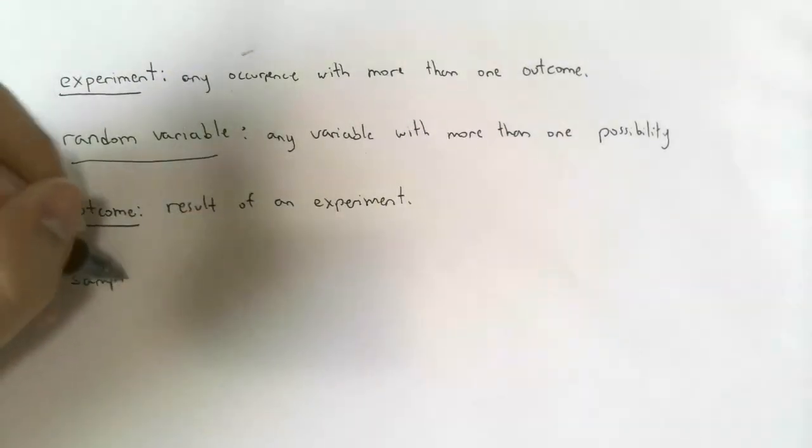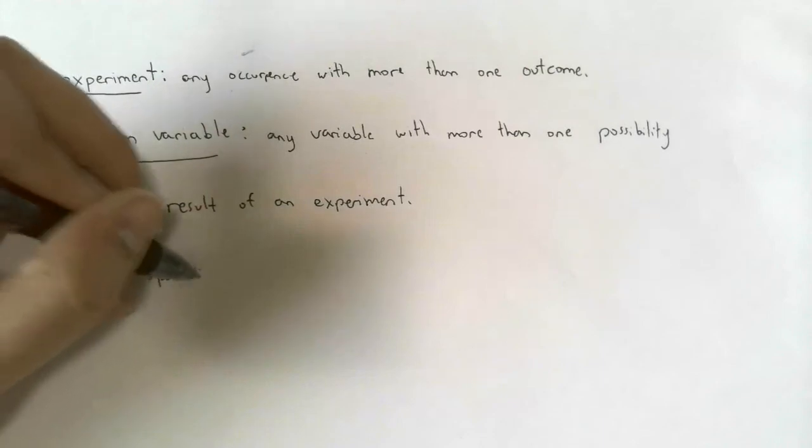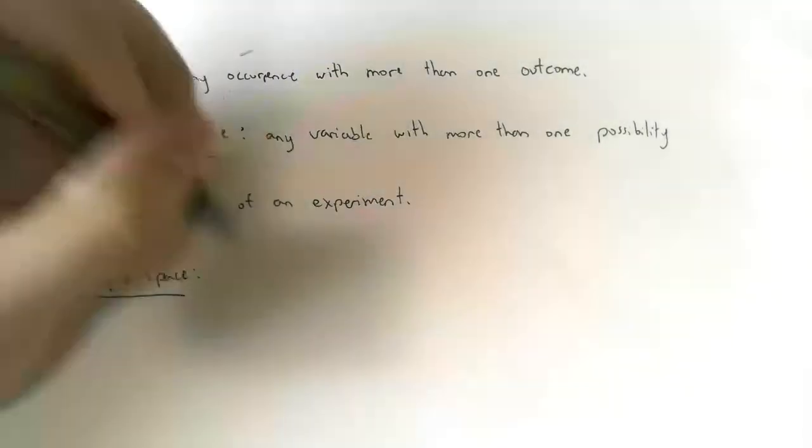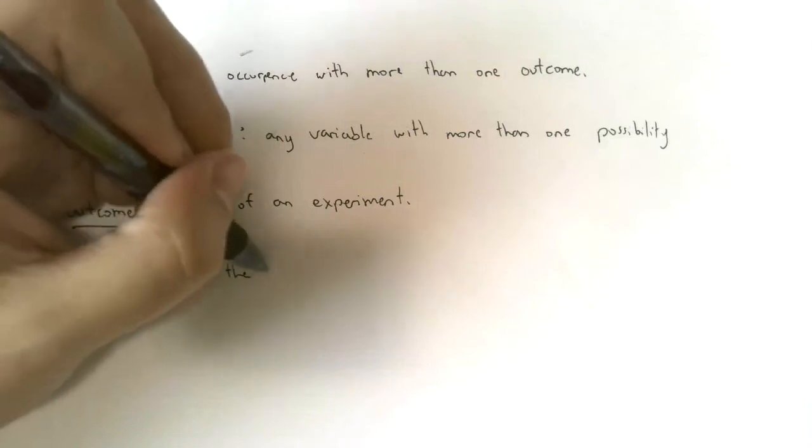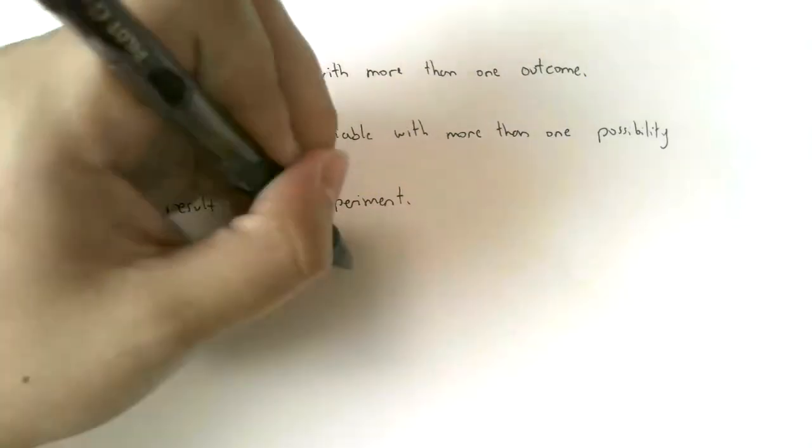And then samples is essentially the set of all possible outcomes in an experiment.